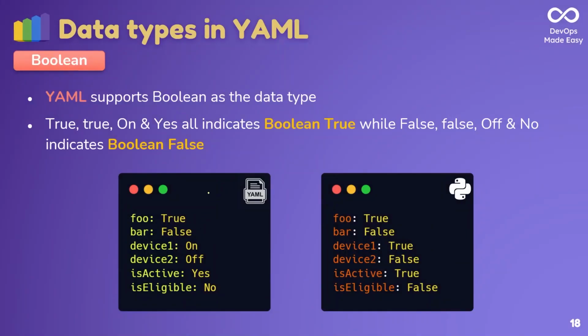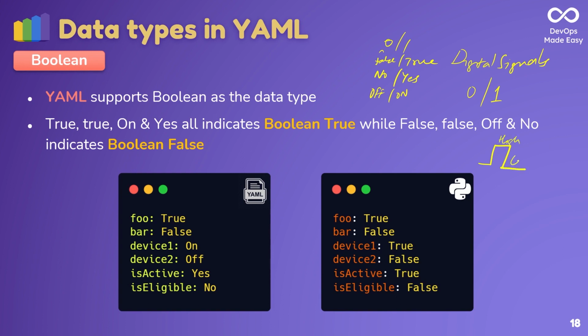Now Booleans. YAML also supports Boolean as a data type. We all know that the Boolean data type has only two values. It can be 0 or 1, false or true, no or yes, off or on. These are all indications of only two values. These are nothing but digital signals, right? Digital signals will have only zeros and ones. There are only two states, so either it can be a no state or a yes state, or a high state or a low state. Similarly, Boolean indicates a value that can only have two possible values.